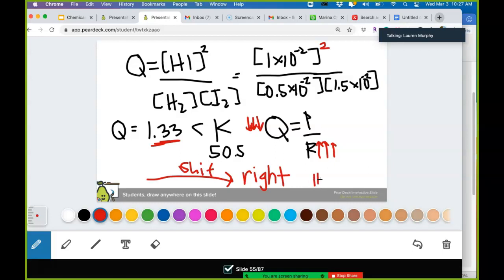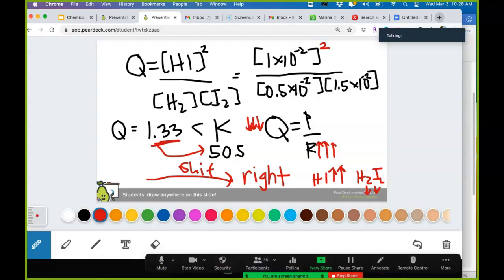So I need the HI concentration to go up, and I need the H2 and I2 concentration to decrease until this number can get big enough to reach 50.5, and then equilibrium is established. So shifting to the right would cause an increase in concentration of HI while a decrease in concentration of H2 and I2 until equilibrium is established.